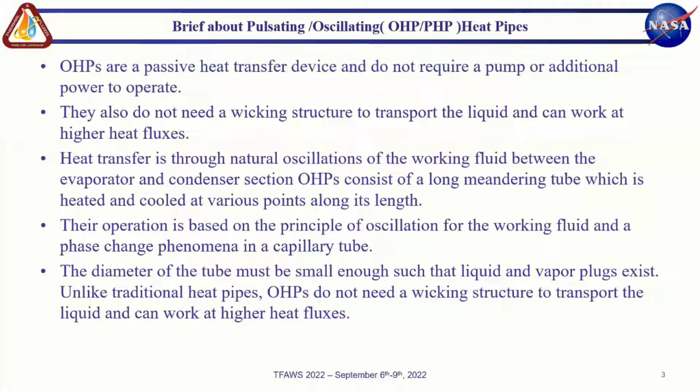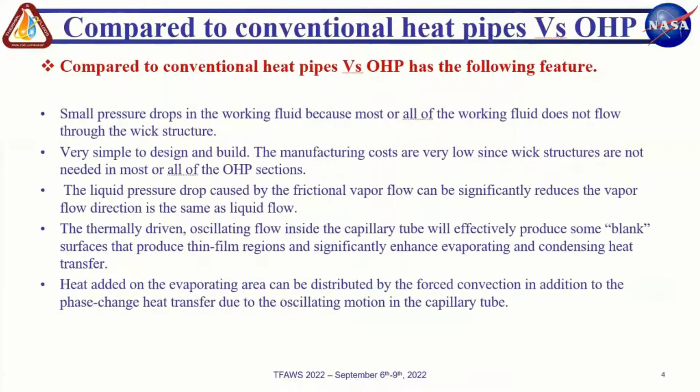Next slide. And next. Okay. Thank you. There is a pressure drop in the working fluid because most of the working fluid is free of wick structure. It's very simple to design and build, and the manufacturing cost is very low since there is no wick structure. The liquid pressure drop effects on flow can be significant. Heat added to an evaporating area can be distributed by forced convection, not natural free convection, in addition to the phase change transfer due to oscillating motions in the capillary tubes.